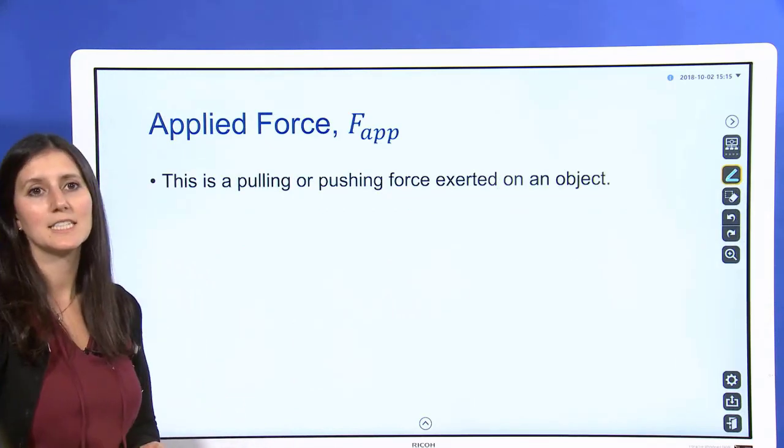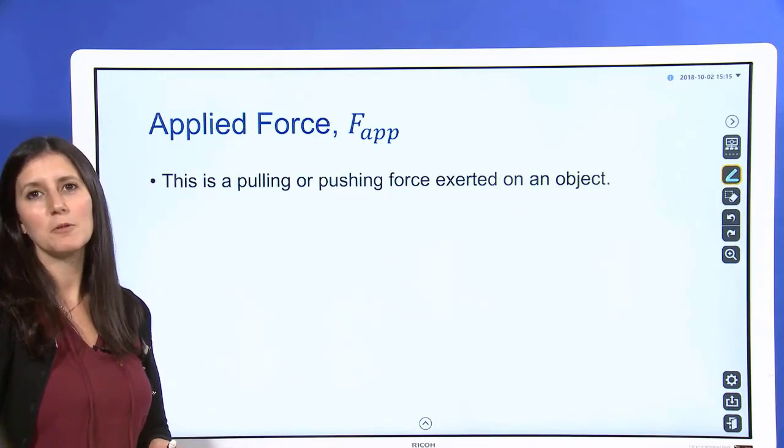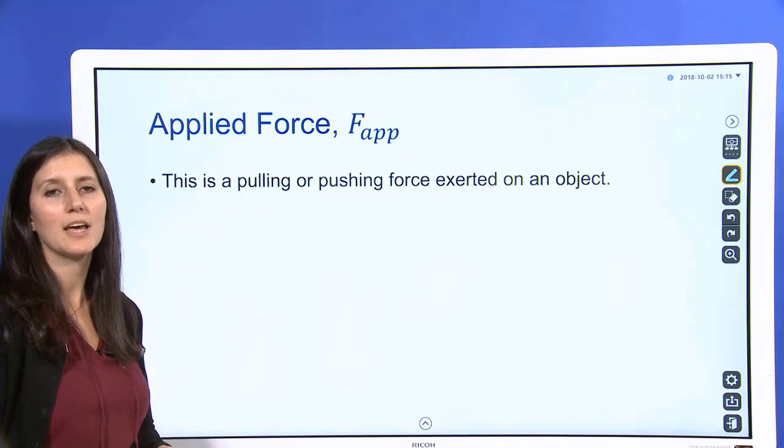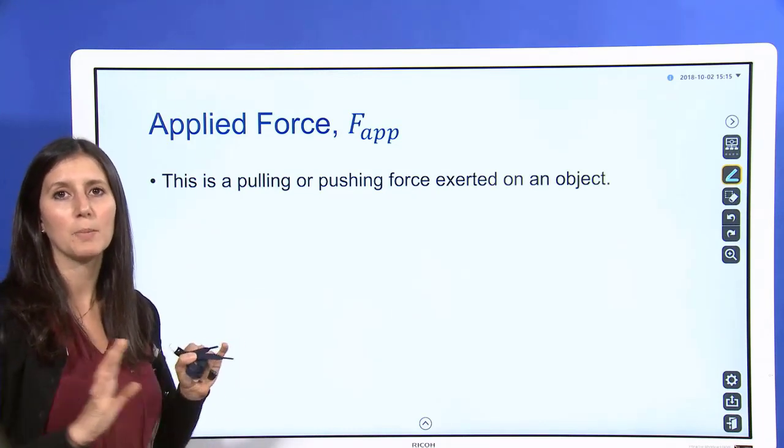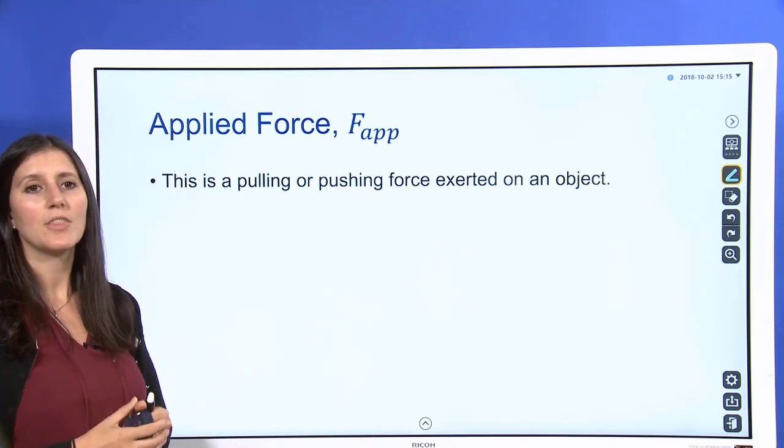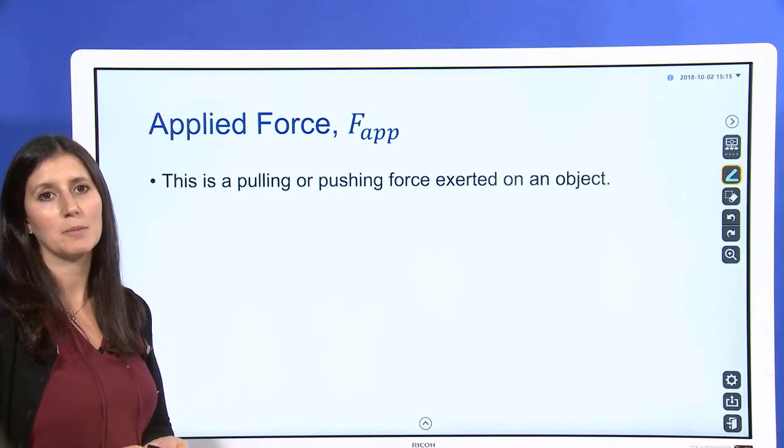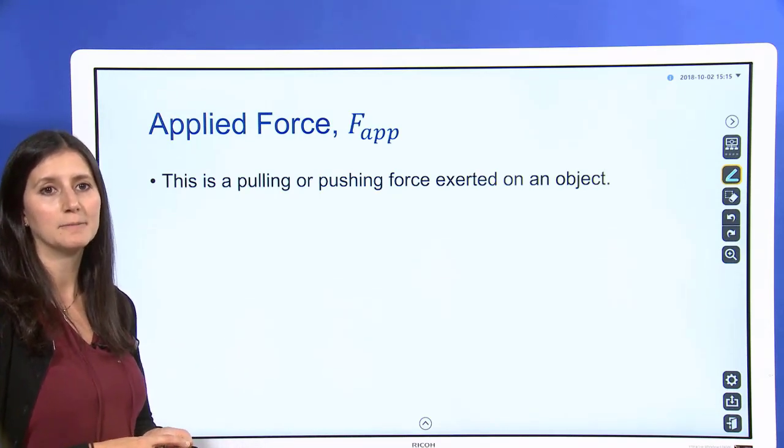The next force is the applied force. So this is the type of force, if you see in a question that they say somebody or something is either pushing or pulling an object, that would be an applied force. That's how you would label it, as F applied.